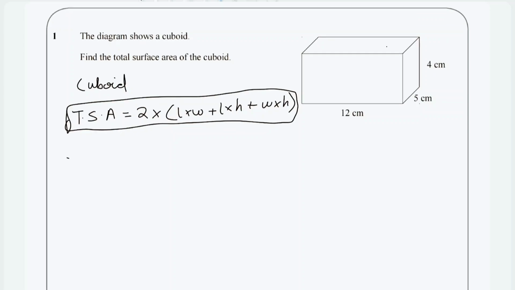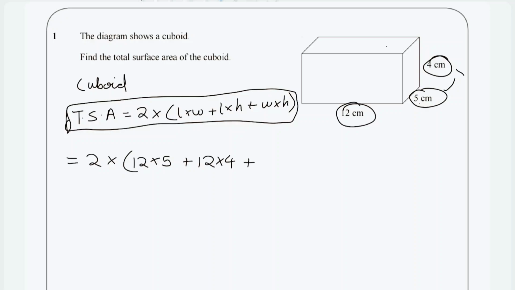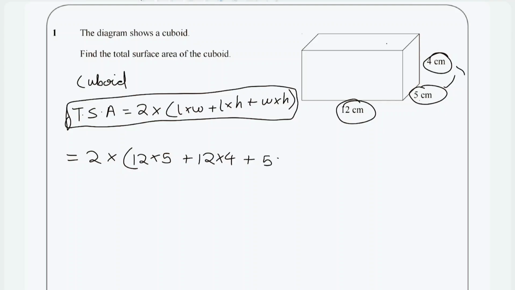So again, let's solve it. 2 times length times width. The length is 12, so 12 times 5, plus length times height. The length is 12, the height is 4, so 12 times 4, plus width times height, 5 and 4, so 5 times 4.